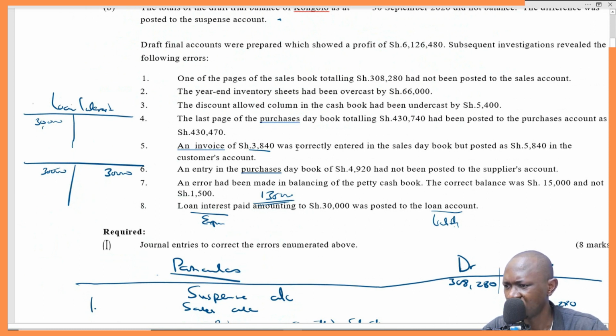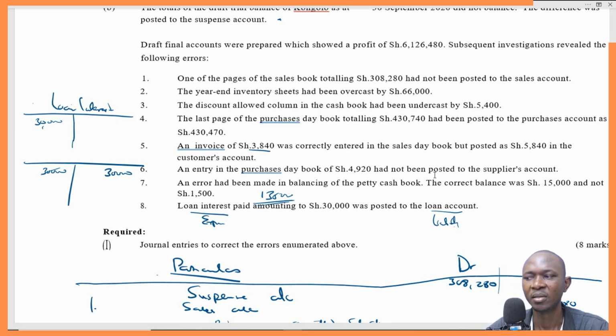An invoice of 3,840 was correctly entered in the sales day book but posted as 5,840 in the customer's account. The sales day book was correctly entered, so this will not affect the net profit. An entry in the purchases day book of 4,920 had not been posted to the supplier's account. That will affect the balance sheet only. An error in the balancing of the petty cash book is also not in the income statement. It is in the balance sheet, so we'll leave it.